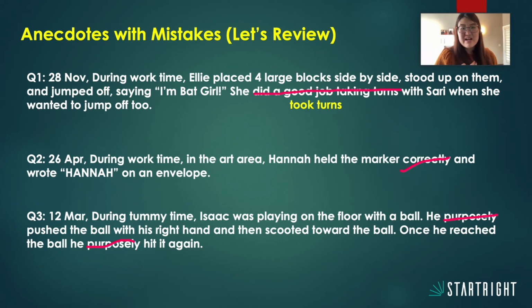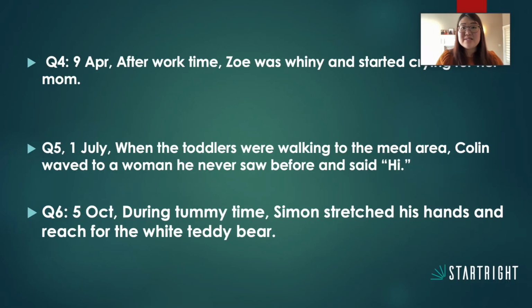Okay? Sengaja ni, you know. So it's an intention that we don't know whether the child did it purposely or not, but he did push the ball. So that's not important. So just go, he pushed the ball with his right hand and scooted toward the ball. Once he reached the ball, he hit it again. That's it. No need to put purposely in front.